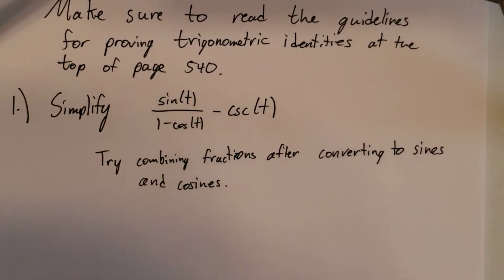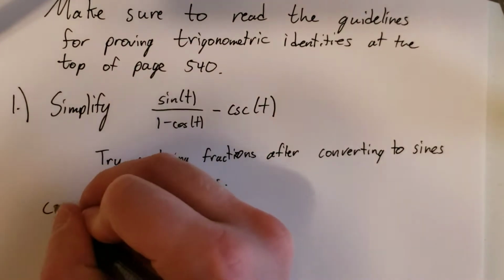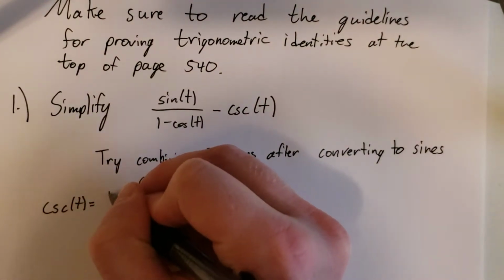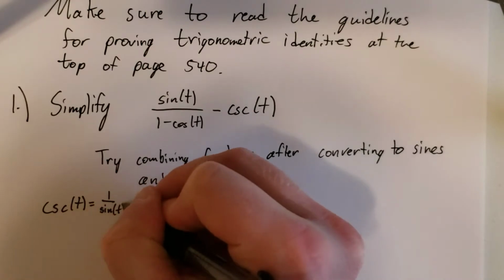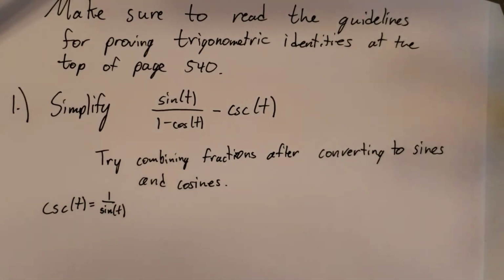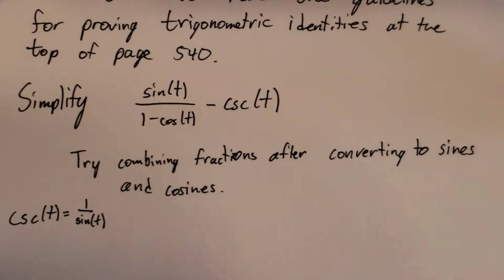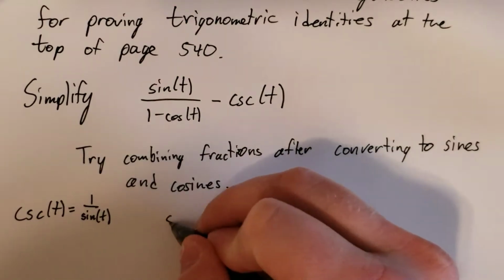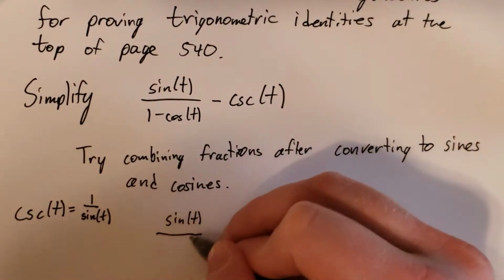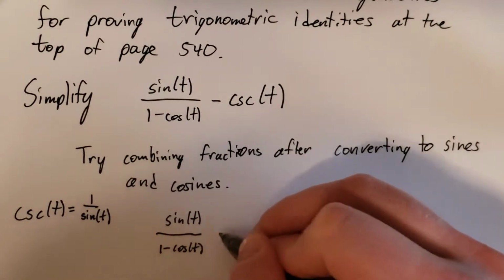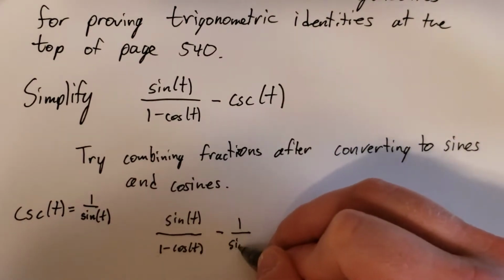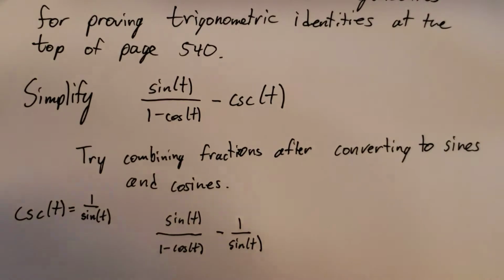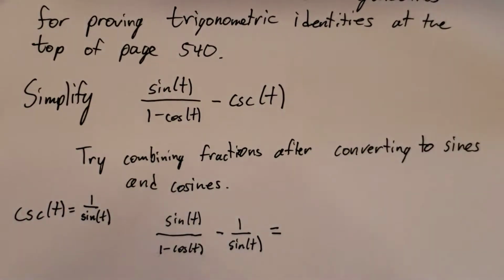First off, we'd like to notice that cosecant of t is equal to 1 over sine of t. So we can go from here. So let's rewrite this, and we get sine of t over 1 minus cosine of t minus 1 over sine of t. Now we can combine the fractions. How do we combine the fractions? Right, we're going to subtract the fractions here, so we need to have the same denominator.